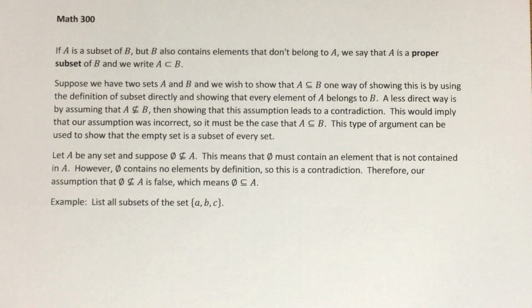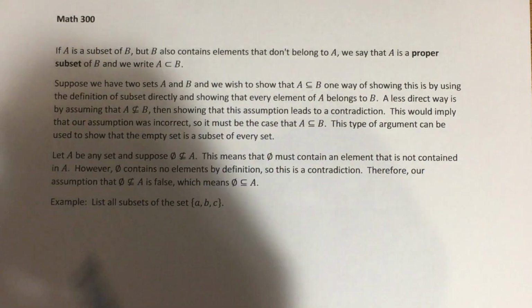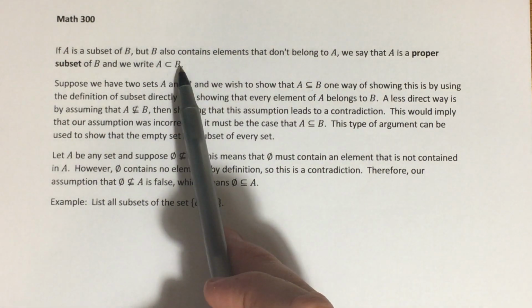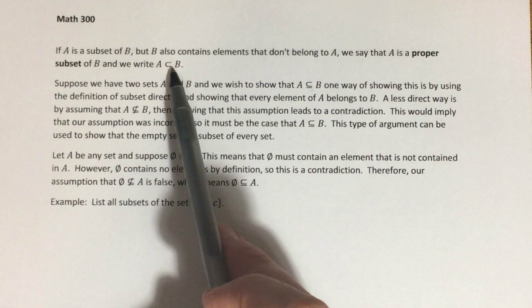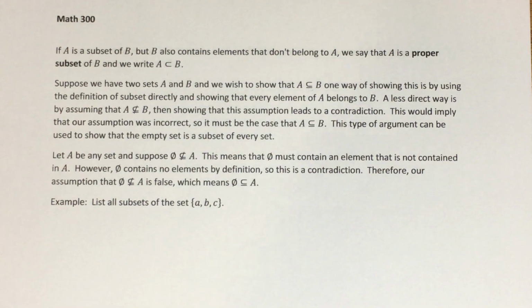Okay, basically when we say that A is a proper subset of B, what we're saying is that every element of A belongs to B, but in addition to that, B has more stuff in it than A does, so that they can't be equal. B is, in a sense, larger than A.